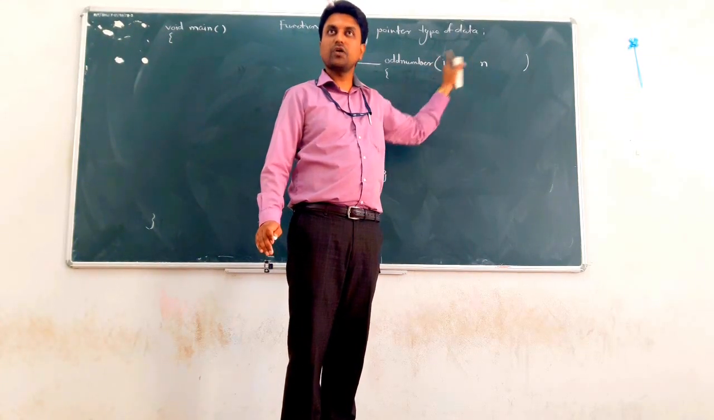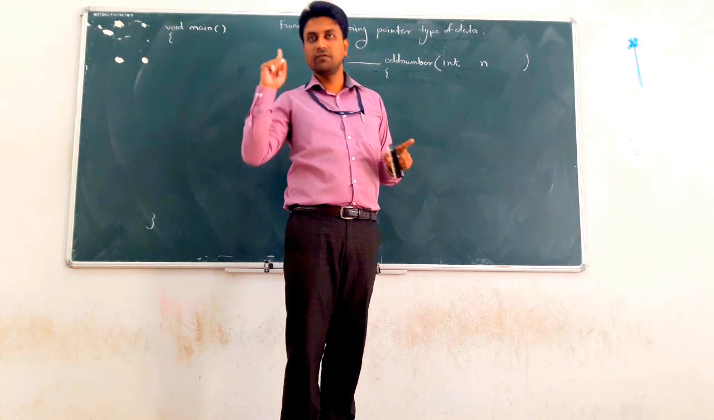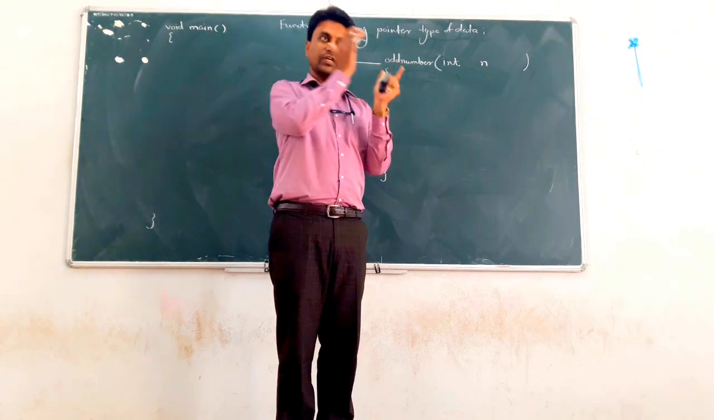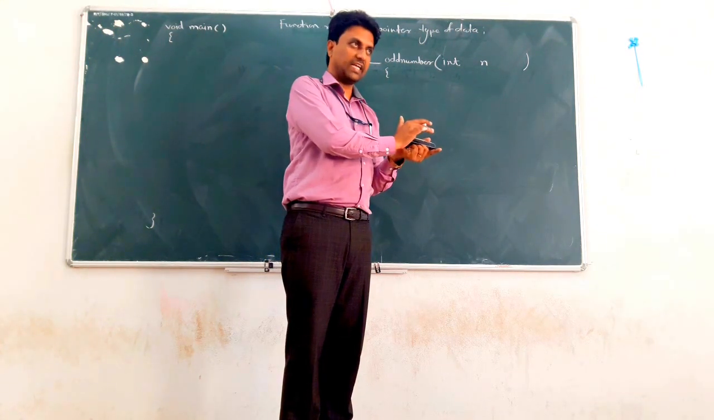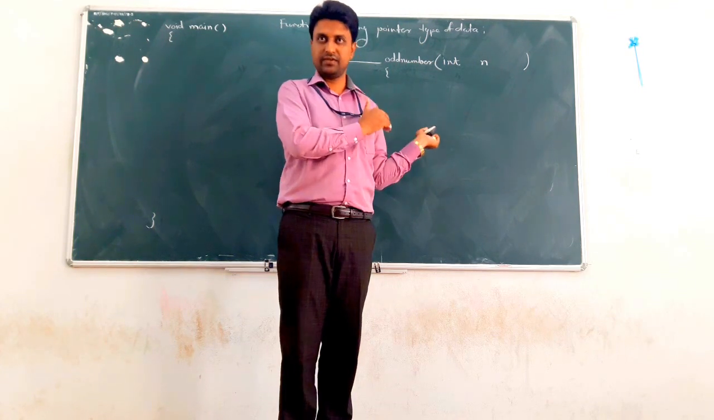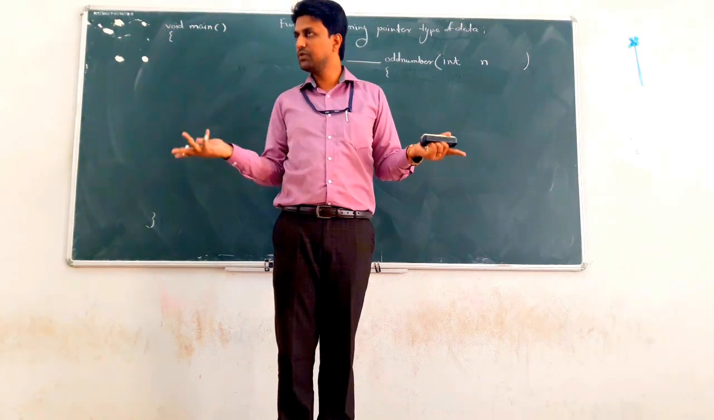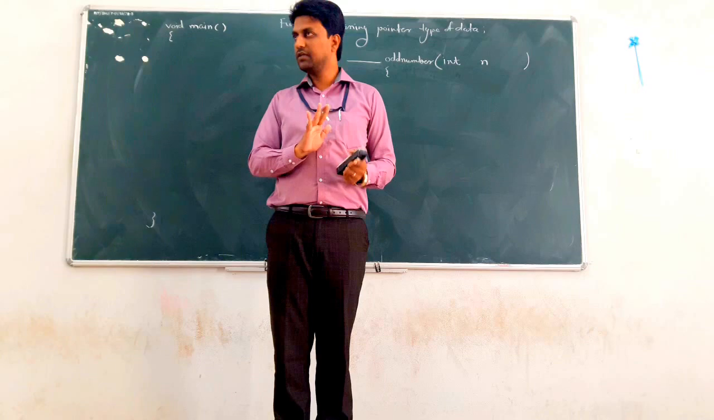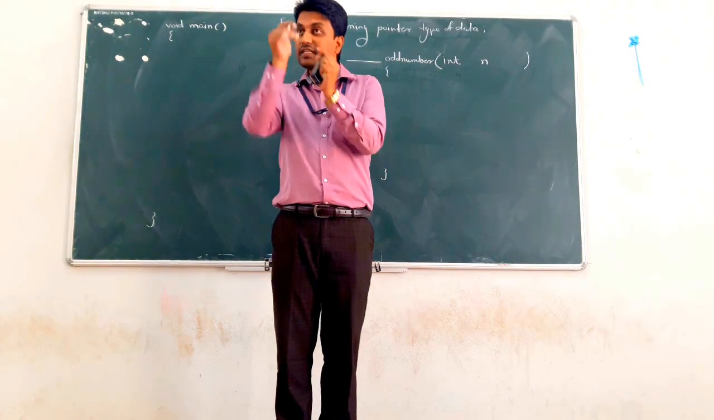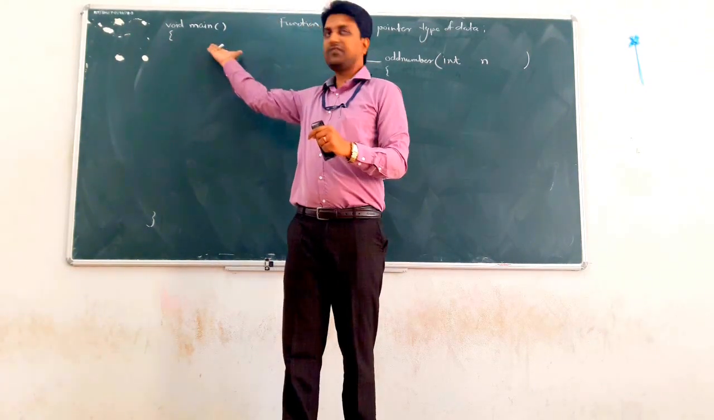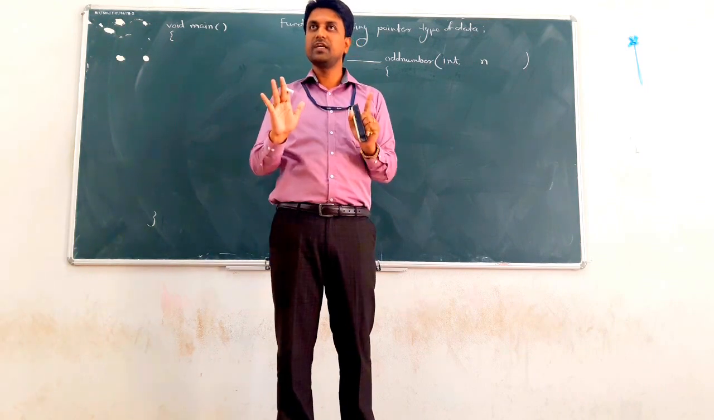Find n number of odd numbers starting from 1, stored into some package, that is here an array, because all numbers are the same type, so we have to use an array here. And we have to return that total array to the main function. That is our aim. Clear?